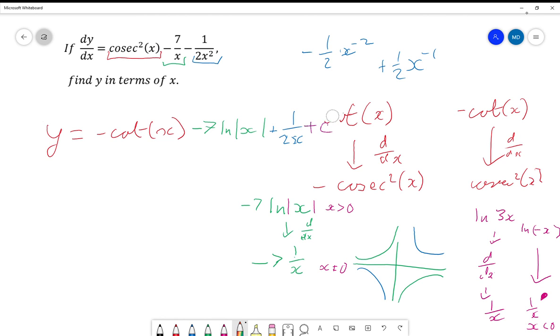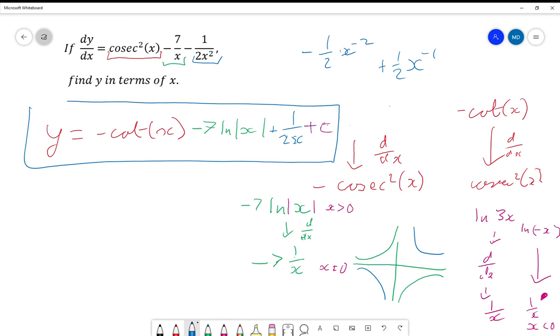Let's move that there to make it look a bit neater. And this here is our answer to this question, just by asking ourselves what would differentiate to these things, and therefore we can reverse it and find out what these things integrate to. And so if dy by dx is cosec squared of x minus 7 over x minus 1 over 2x squared, our answer is y equals negative cot of x minus 7 natural log of the modulus of x plus 1 over 2x plus c.